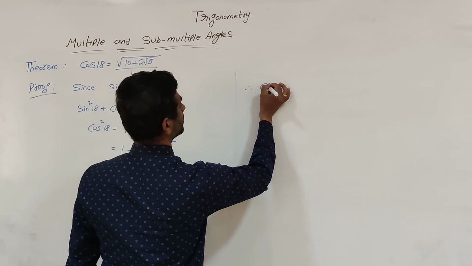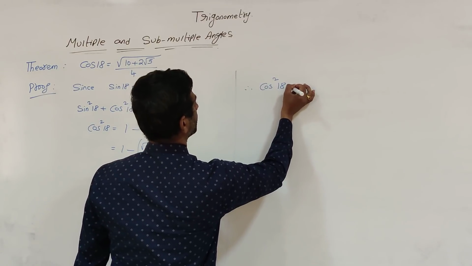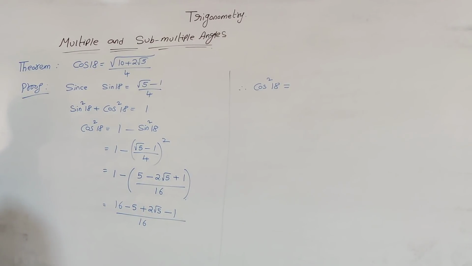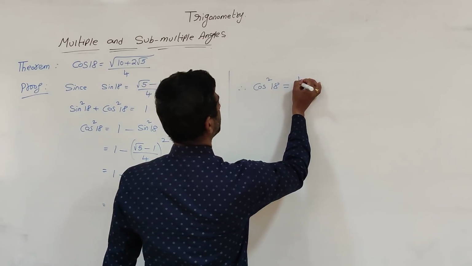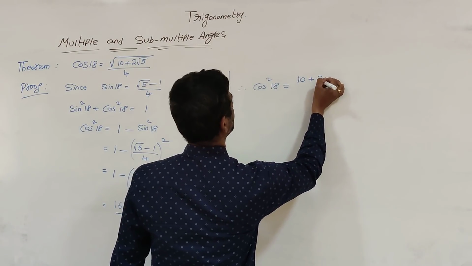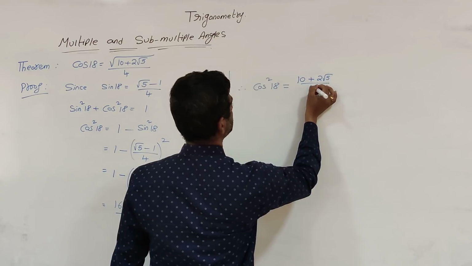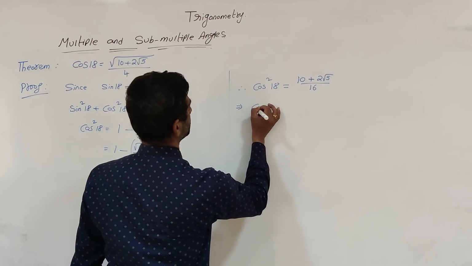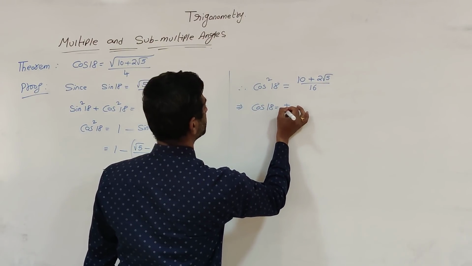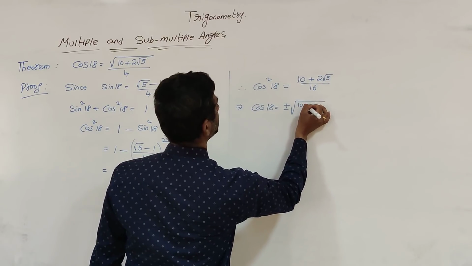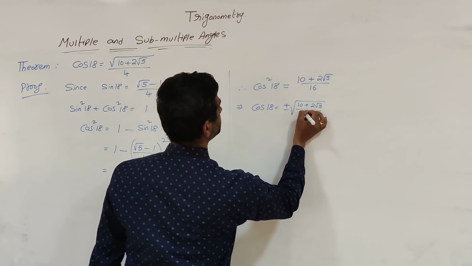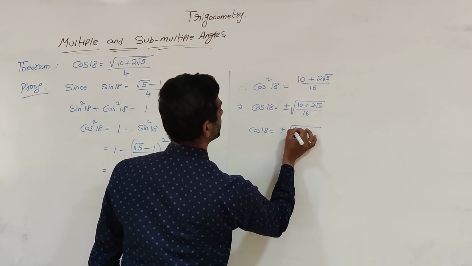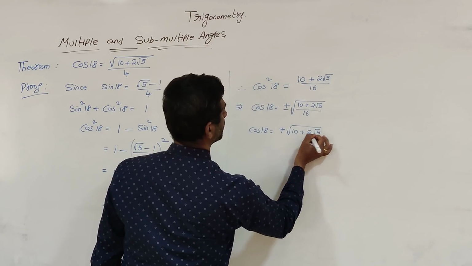So therefore, cos square 18 will be (16 minus 5 minus 1), which is 10, so (10 plus 2 root 5) by 16. But we require cos 18. Cos 18 will be plus or minus under root of (10 plus 2 root 5) by 16. So cos 18 will be plus under root of (10 plus 2 root 5) by 16.